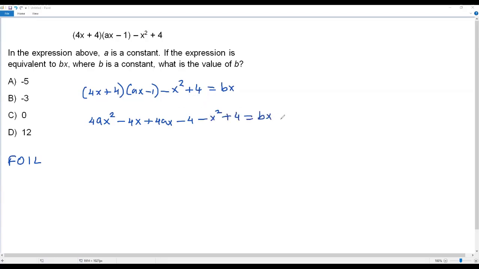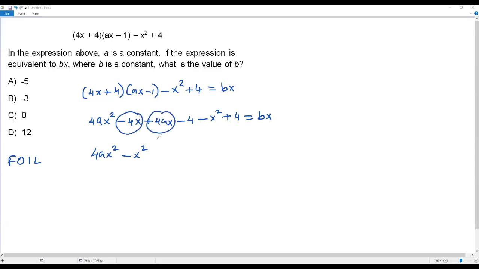equals bx. Okay, now let's order the terms in the expression over here. Always we start with the term which contains the variable with the largest exponent. Here we have the variable x and the largest exponent is 2. So let's write the terms with the largest exponent. So we can write 4ax² and negative x². Okay, I've written the terms which contain x². Now we can write the terms which contain x.